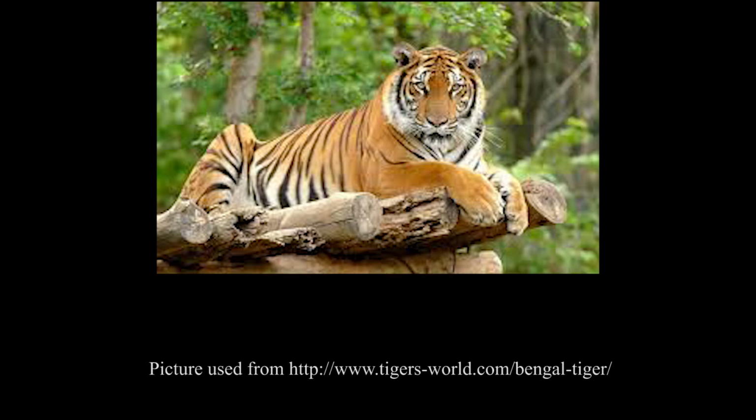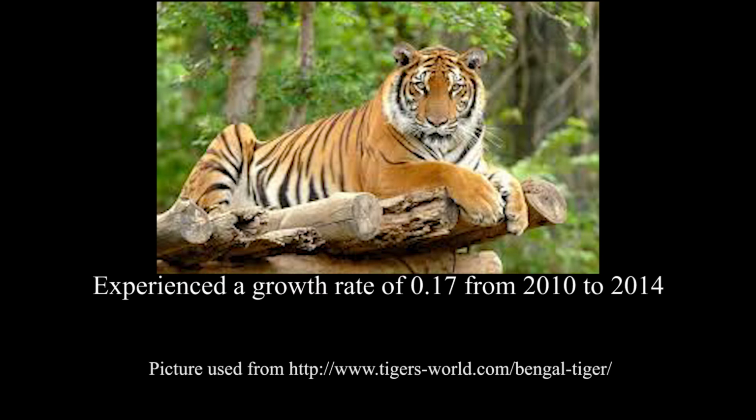In 2010, there was an estimated max of 1,909 individuals, and by 2014, that increased to an estimated 2,226 individuals. Using this data, we can estimate a max growth rate in the same conditions experienced within the 4-year growth period of about 0.17.